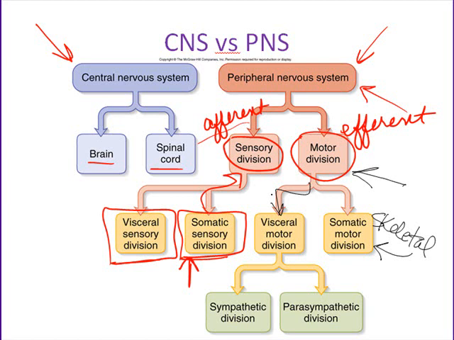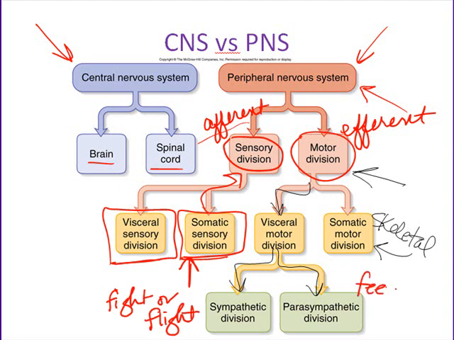involuntarily controlled. And we can further divide the visceral motor division into two subdivisions called the sympathetic and the parasympathetic nervous system. You'll remember the sympathetic nervous system is all about that fight or flight response, and that's mediated through the release of adrenaline, or what's called epinephrine. And the parasympathetic division, which I like to call the feed or breed part of the nervous system, controls activities that usually occur when you're in a relaxed state, things like digesting your food, elimination of waste from the body, reproductive activity, etc.